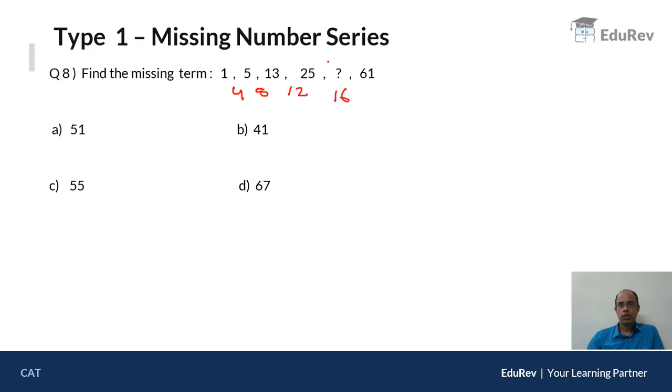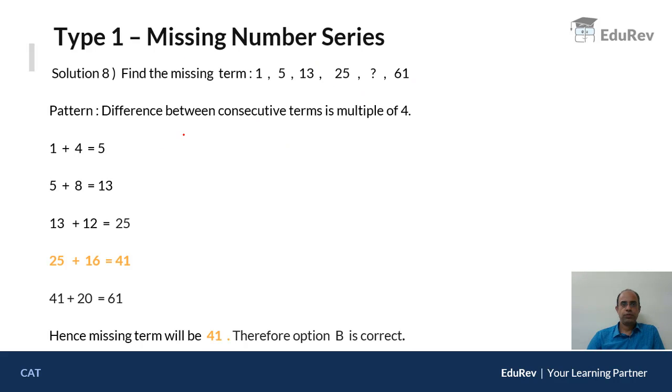25 plus 16 is 41. And then the next difference will be 20. 41 plus 20 is 61, which is right. Hence, the missing term was 41. We are observing the difference between consecutive terms is a multiple of 4. 1 plus 4, 5 plus 8, 13 plus 12, 25 plus 16, 41 plus 20. You need to find the pattern, which we got here as multiples of 4. Hence 41 was the missing term, which was option B. Hence mark option B.